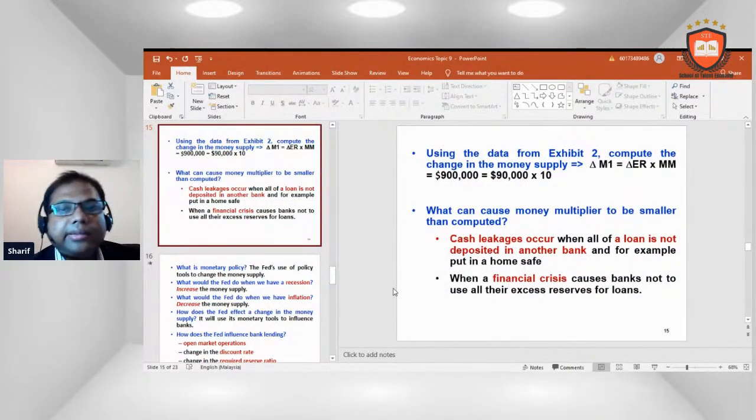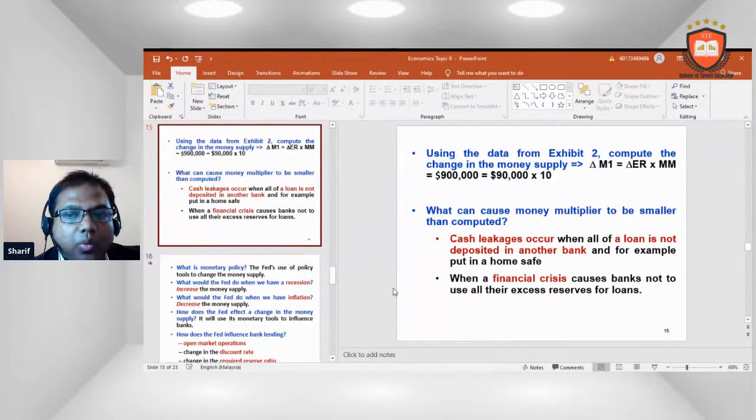So in the banking system, using the data from Exhibit 2, compute the change in the money supply: delta M equals delta ER multiplied by the money multiplier, which equals $900,000, which equals 90,000 multiplied by 10. What can cause the money multiplier to be smaller than computed?